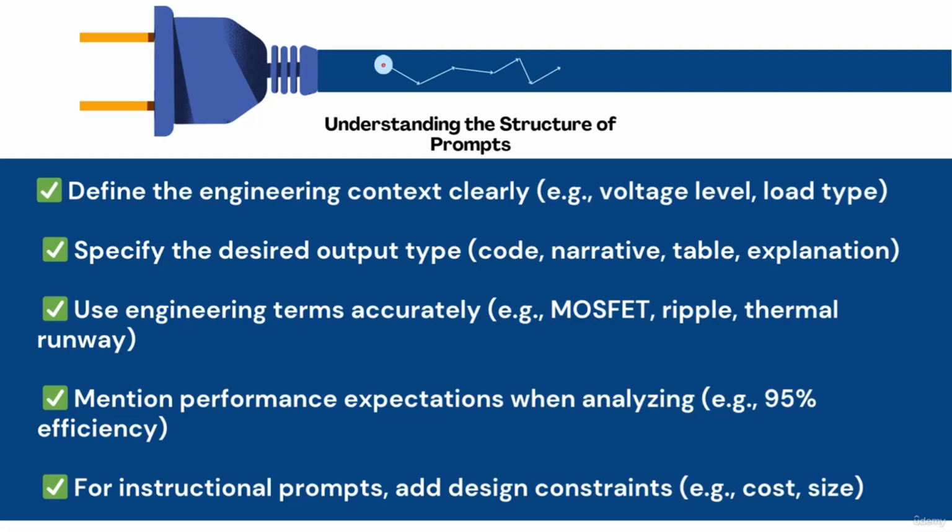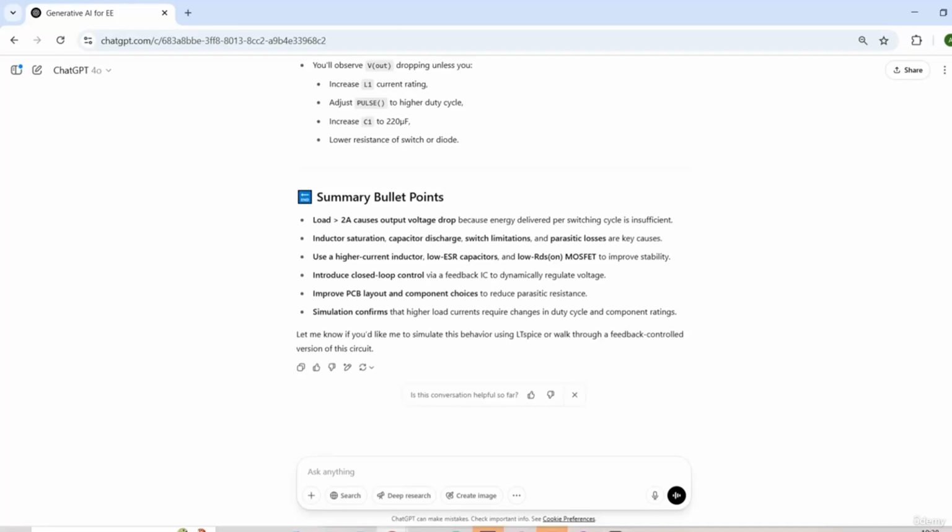Here's a checklist to refine your prompt structure. These elements help generative AI model your expectations more precisely, improving technical relevance and usability of the results. In this session, we clarified how the purpose of a prompt, whether to instruct or analyze, drives its structure.